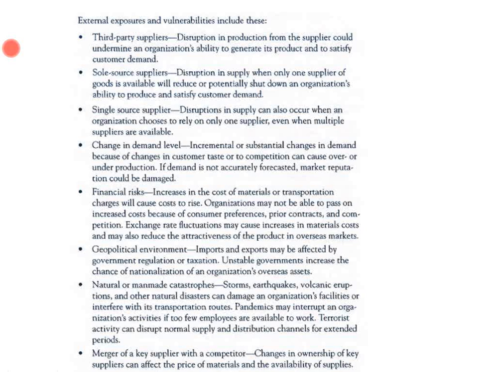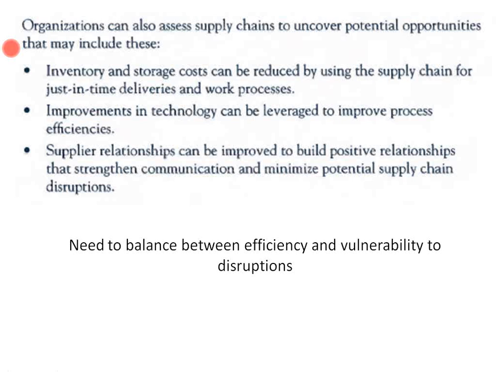External exposures, and this is a long list: sole source suppliers. An example they'll give is disruption in supply when only one supplier of goods is available and they have to shut down. What does that do to your operations? Geographical environment might include political issues, taxation, things like that. Again, from a broad sense, not that you need to know all the specifics, but you want to think about the concerns you might have if you were an organization and you had to operate there.